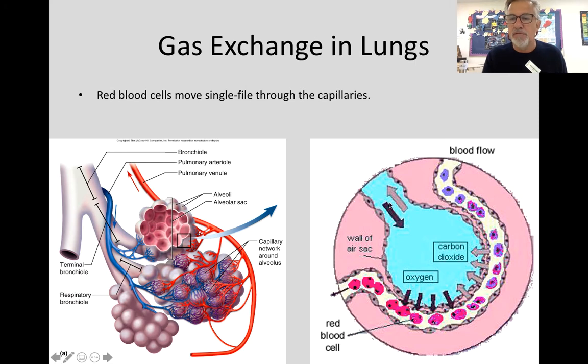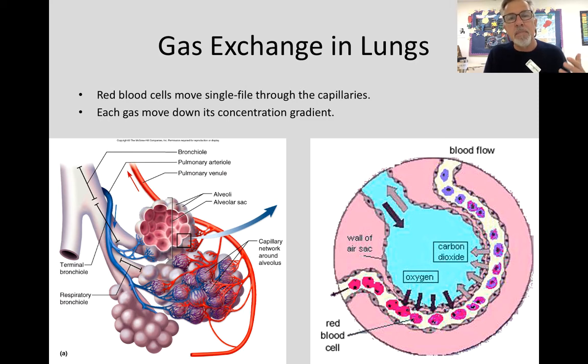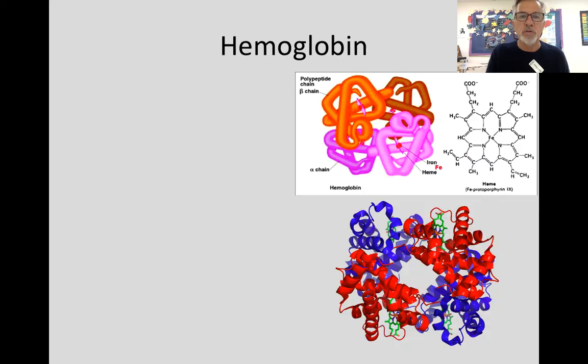Carbon dioxide diffuses out of the bloodstream into the lumen of the alveolus, and oxygen diffuses in. It doesn't necessarily happen in sequence like you're seeing in here. As soon as the blood enters the capillary, oxygen can begin diffusing in, and CO2 can begin diffusing outward. And they do this because each gas molecule moves down its concentration gradient by diffusion.